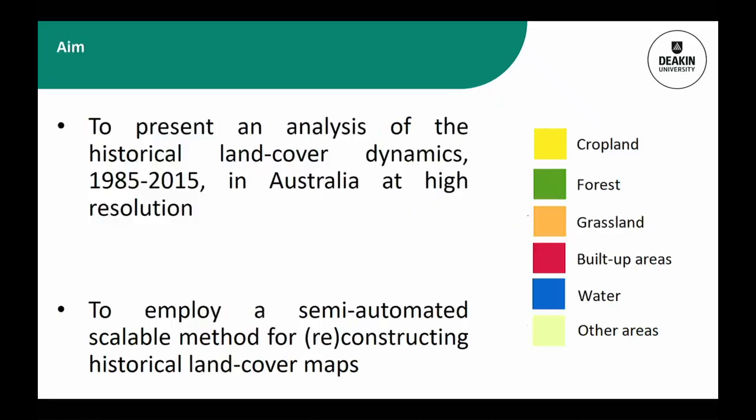The aim of our research is to present an analysis of the historical land cover dynamics from 1985 to 2015 in Australia at a high resolution of 30 meters using Landsat imagery. We have selected 6 land cover classes: cropland, forest, grassland, which in our case contains shrublands, grassland, pastures, and those; built-up areas, water, and other areas that are barelands, salt lakes, and those too. Also, our aim is to employ a semi-automated scalable method for reconstructing these historical land cover maps that can be easily scaled and applied elsewhere.